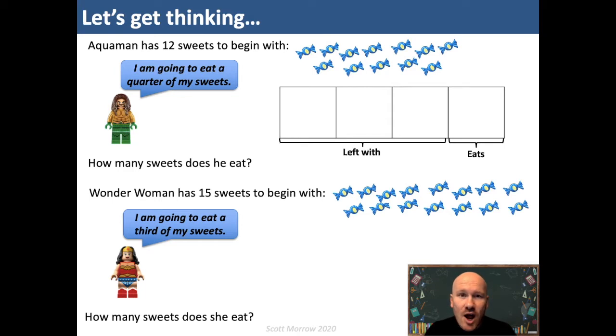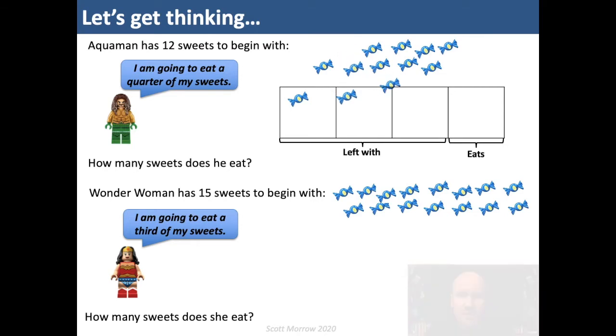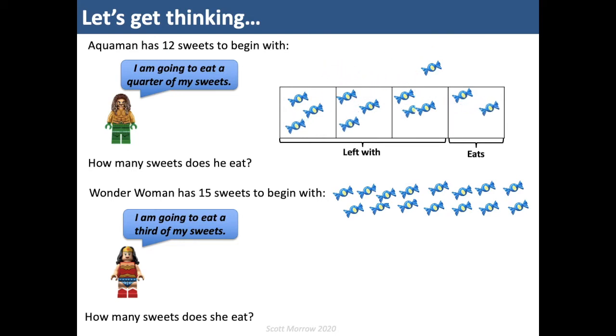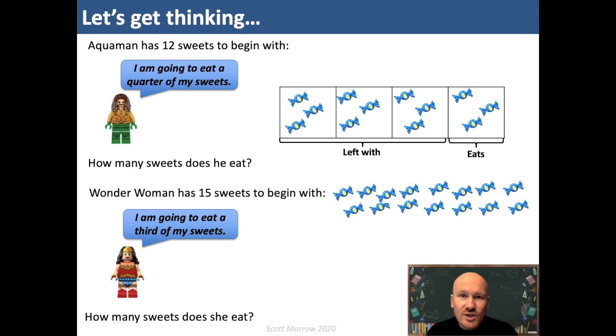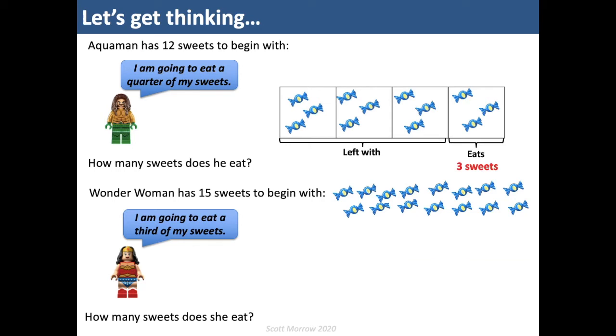Now that we've done that, we can share out those sweets equally between each of the quarters. Those sweets have now been shared fairly between each of the quarters. We can see that there are 3 sweets in each quarter, and he only eats 1/4 of the sweets, which means that he eats 3 of those sweets.